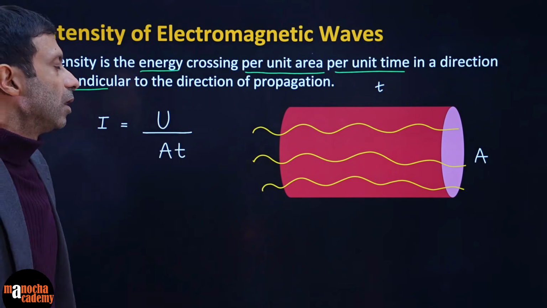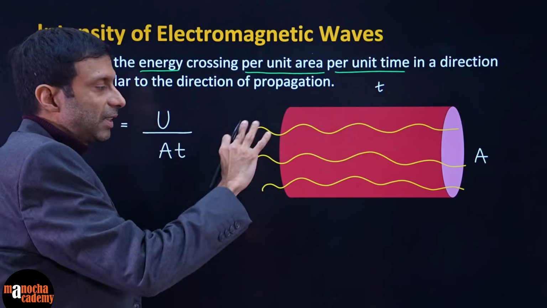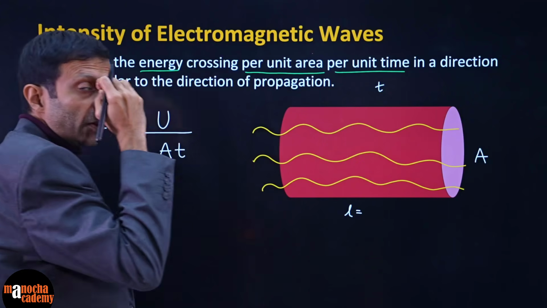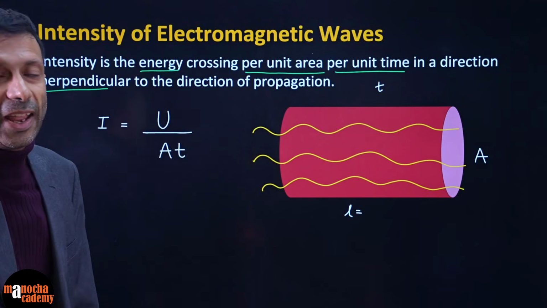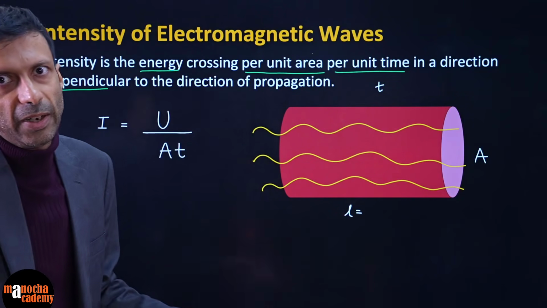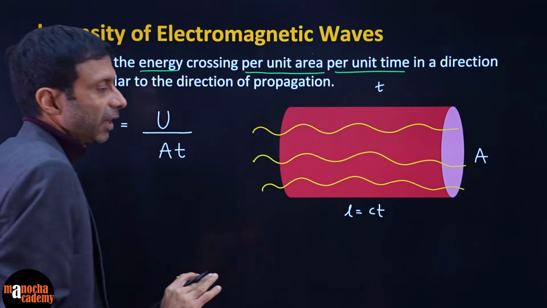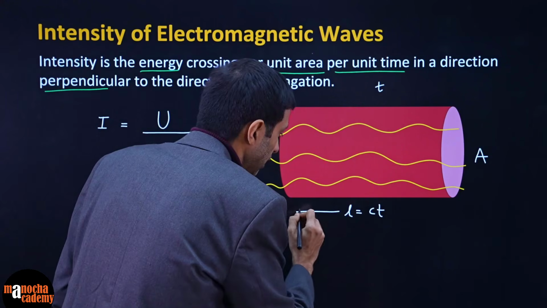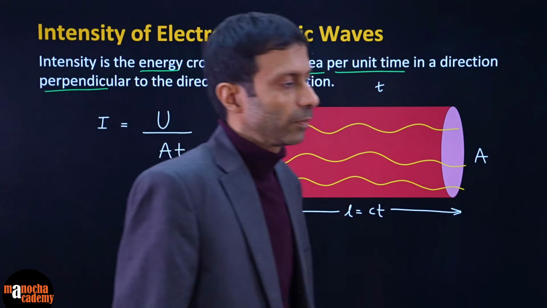Do you guys agree? Now, if we consider this cylindrical shape here, can you guys tell me the length of this cylinder? When the electromagnetic wave is traveling, what will be the length of this cylinder? Tell me. Distance is speed multiplied by time. Electromagnetic waves have the same speed, c, right? So it will be c times t in a time t. Do you guys agree? The length of this cylinder will be c times t. Please draw this diagram and note it down.